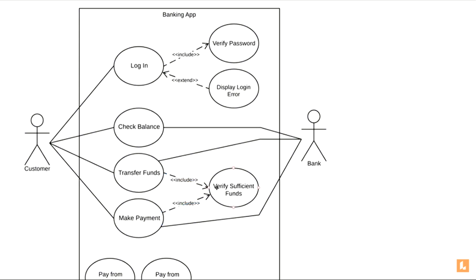You could have written verify sufficient funds once as include of transfer funds, and you could again write verify sufficient funds as include of make payment. That will also be right, but unnecessarily it will create another use case. And what I told you in the very beginning, a use case diagram is not something where you write 20 use cases or 30 use cases to create one diagram.